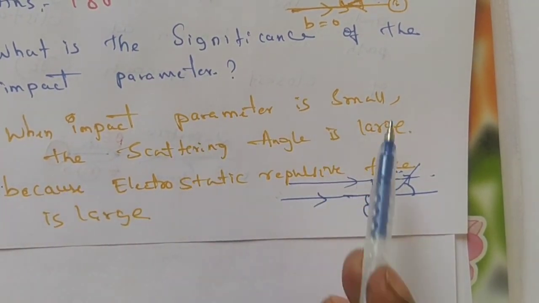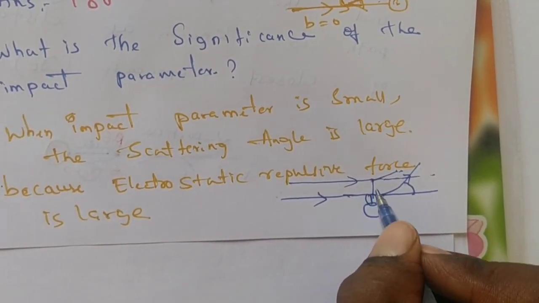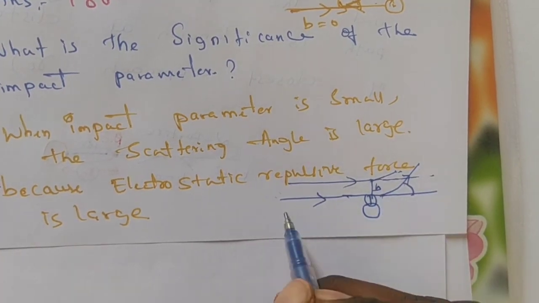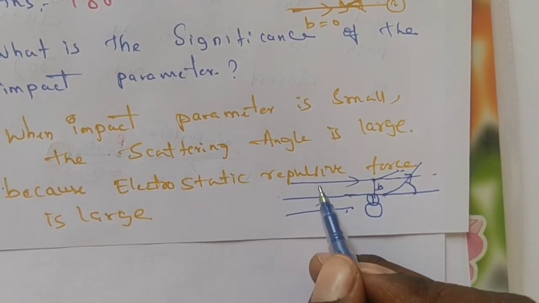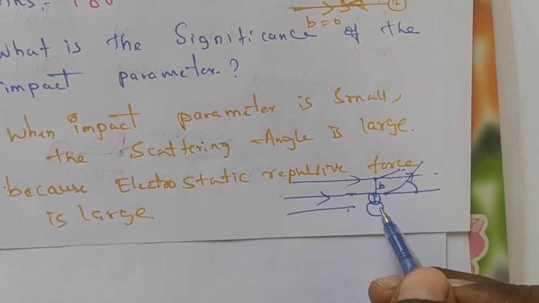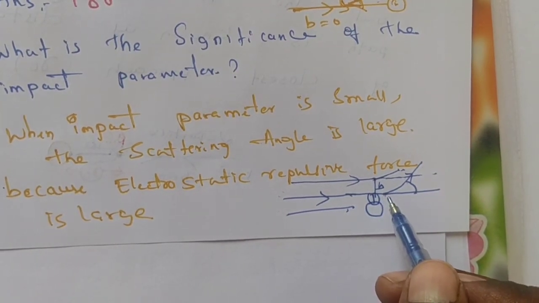When the impact parameter is small, the distance between the center of the nucleus and the velocity vector of the alpha particle is small, so the repulsive force will be large.